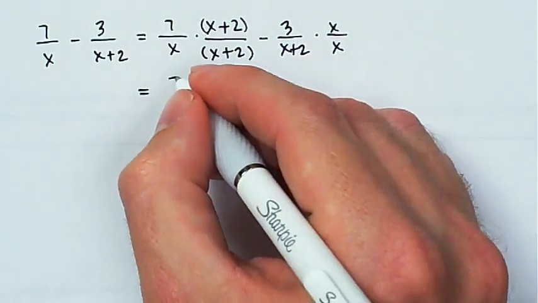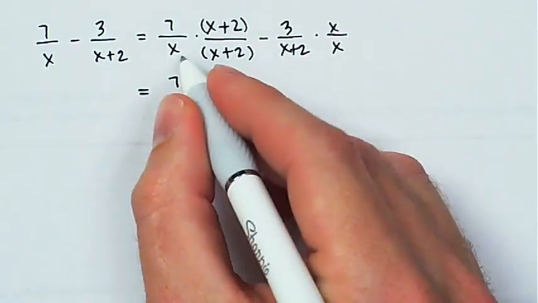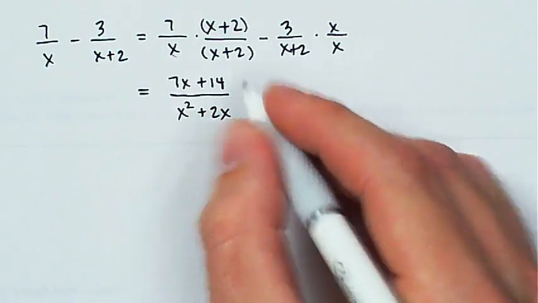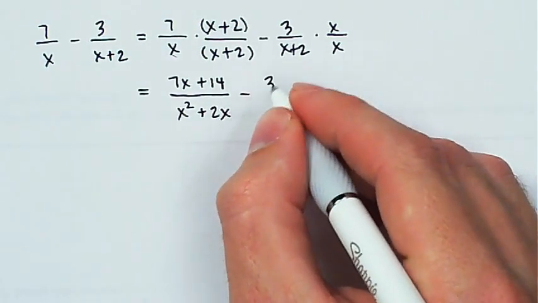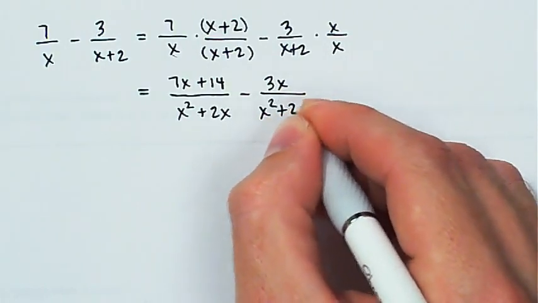Okay, and I'm over here, and I'm going to distribute. 7 times x is 7x. 7 times 2 is 14. Divided by x times x plus 2 times x. And then I'm going to subtract 3x divided by that same denominator, x squared plus 2x.